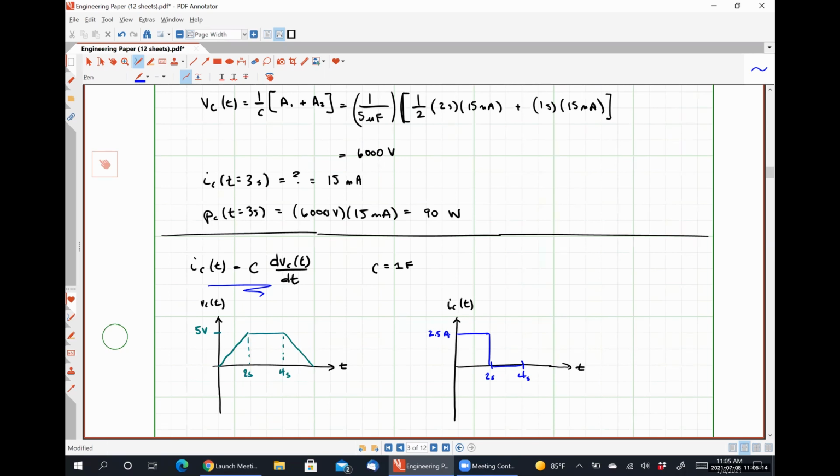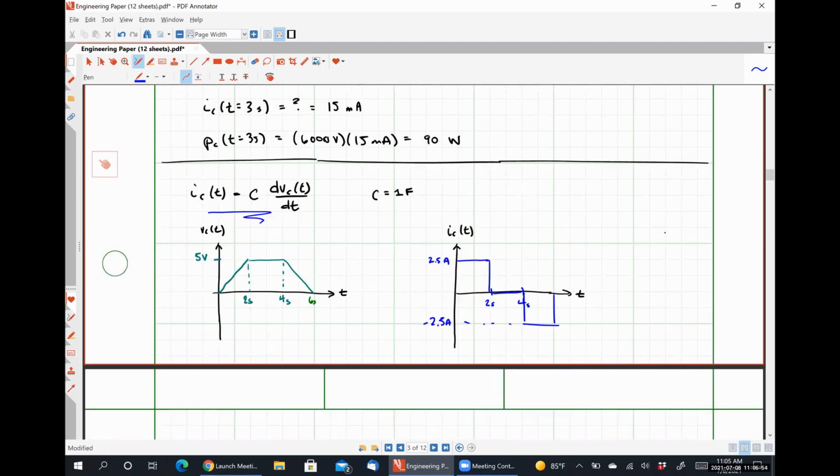So let's look at the time interval from 4 seconds to 6 seconds. Is the voltage changing? Decreasing. Yeah, it's decreasing. So what is my slope? Negative 5 over 2. Multiply that by my 1 farad, and I see that my current is going to be negative 2.5 amps.